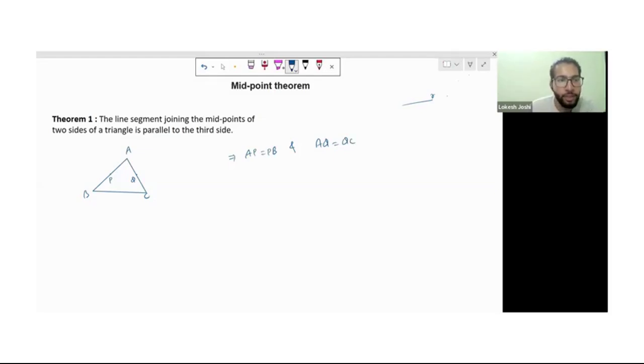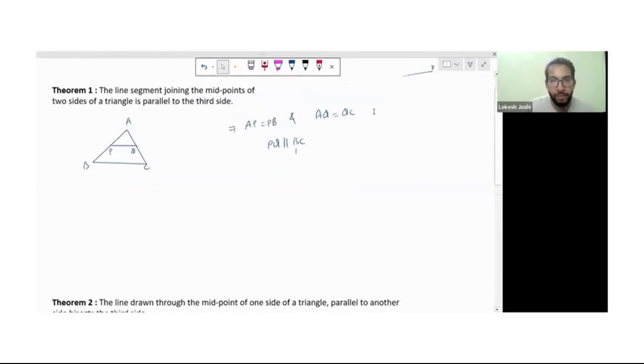So according to this theorem, if we have in a triangle such that P and Q are midpoints of these two sides, and if we join PQ, then according to this theorem, PQ is parallel to BC. That's the statement of the theorem. I am repeating again. The line segment joining the midpoints of two sides of a triangle, which means PQ, is parallel to the third side, which means BC. Okay, so we can also prove this.